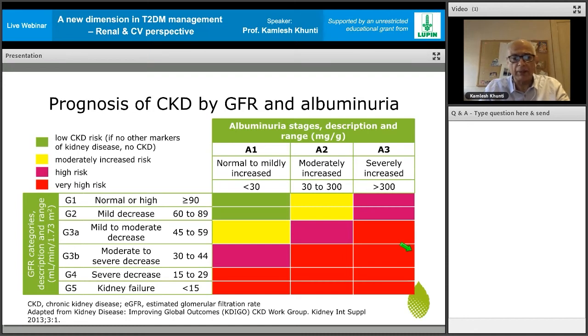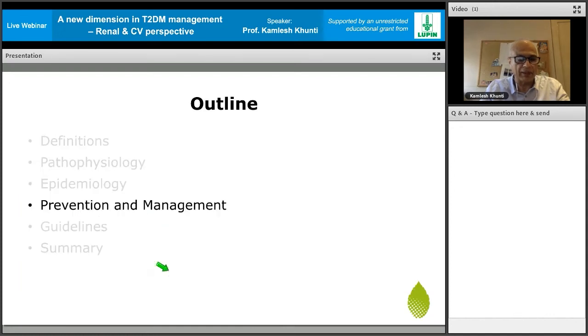The traffic light system is basically anyone who has an eGFR that goes down to below 30, and you start getting micro and macroalbuminuria, and these are the people who are at the highest risk, which we really need to control. These are high risk, but these are extremely high risk. So anything with an eGFR 45 to 59 with a normal microalbuminuria, then they may be classed as moderately increased risk. But anything above that, we really need to take it seriously.